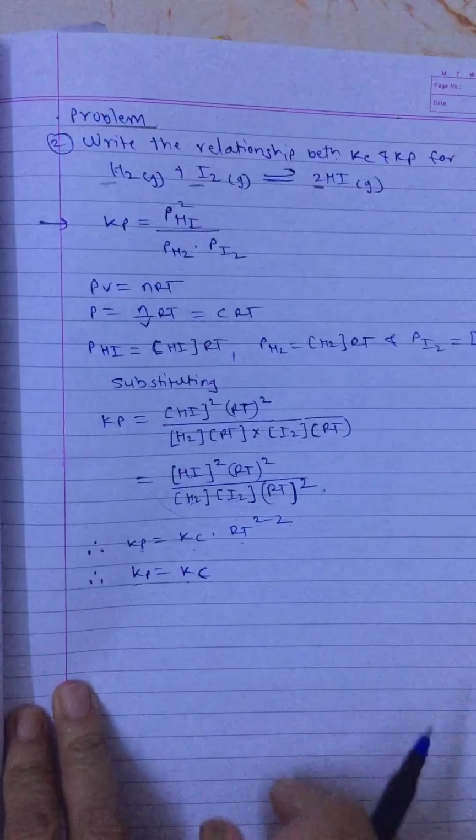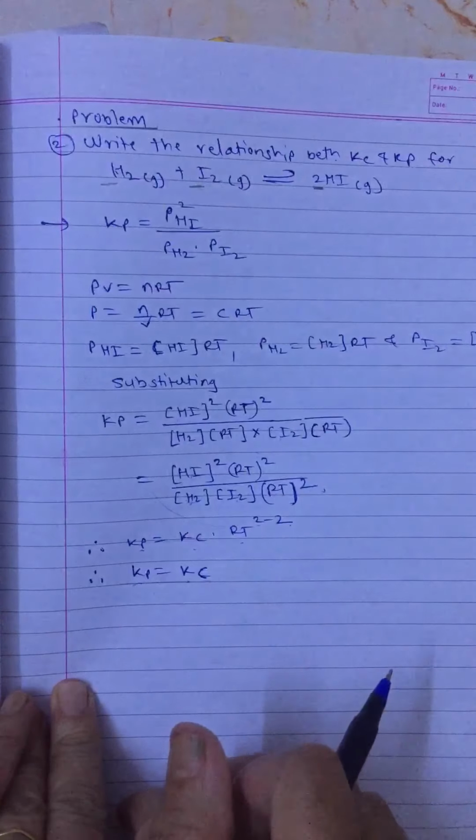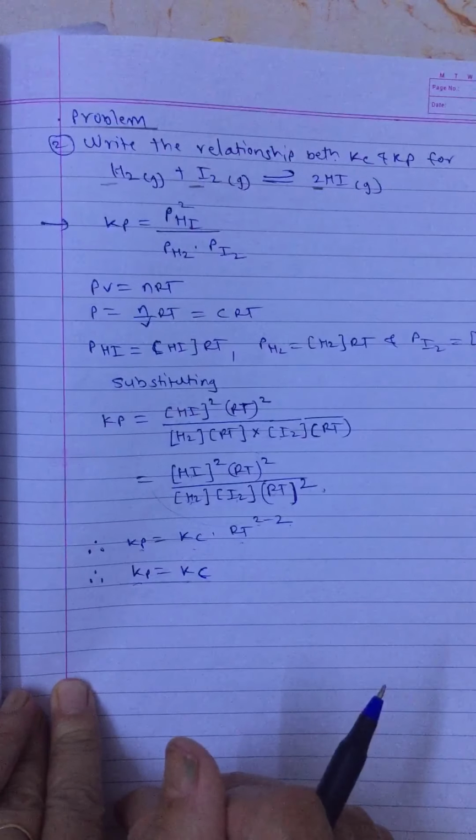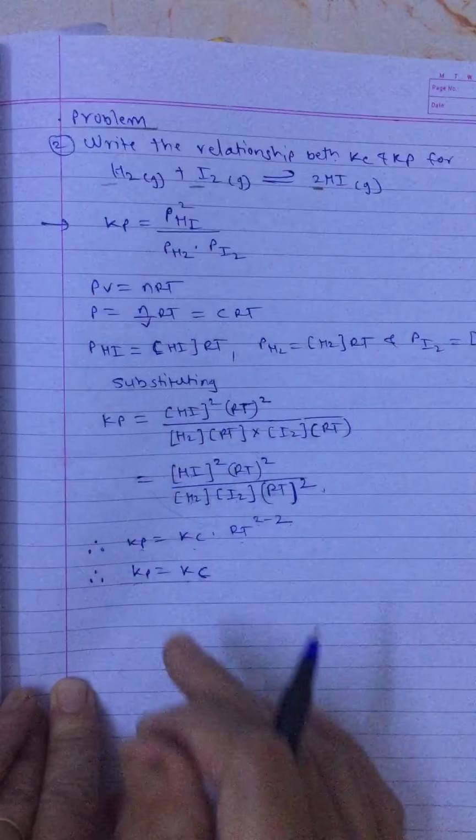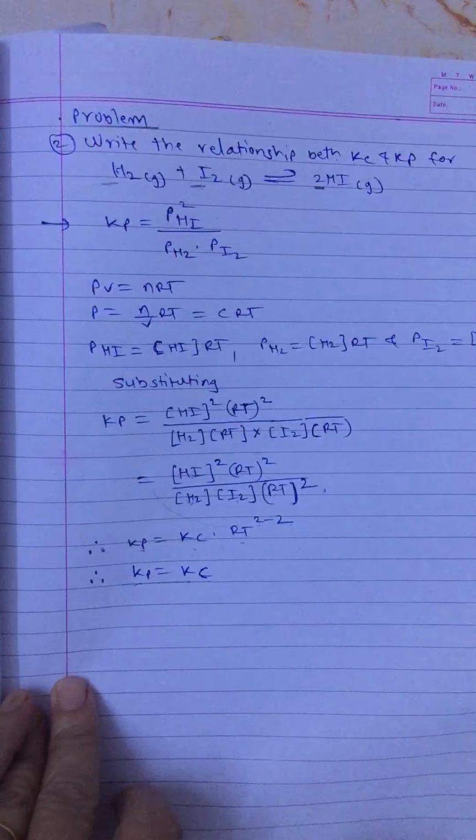Isn't it? So depending upon the particular reaction, you will get different Kc-Kp relationship. Steps are similar, but finally you will get different relationships.